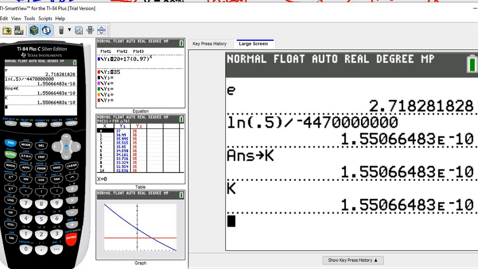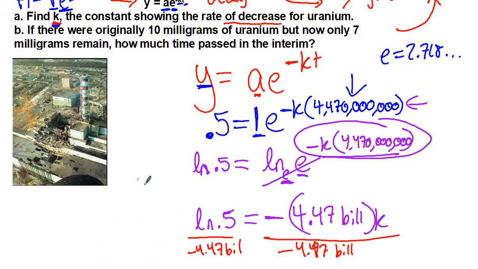So that's what k equals. Let's look at what the rest of it's asking. Okay, so the rest of it is saying if there was originally 10 milligrams of uranium, but now only 7 remain, how much time passed in between, in the interim?